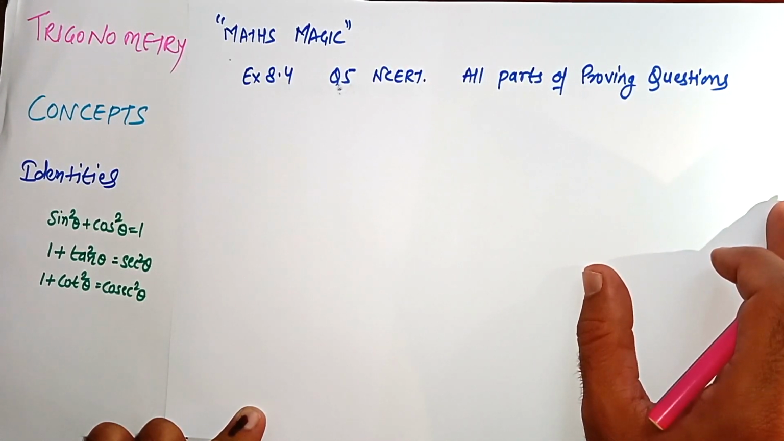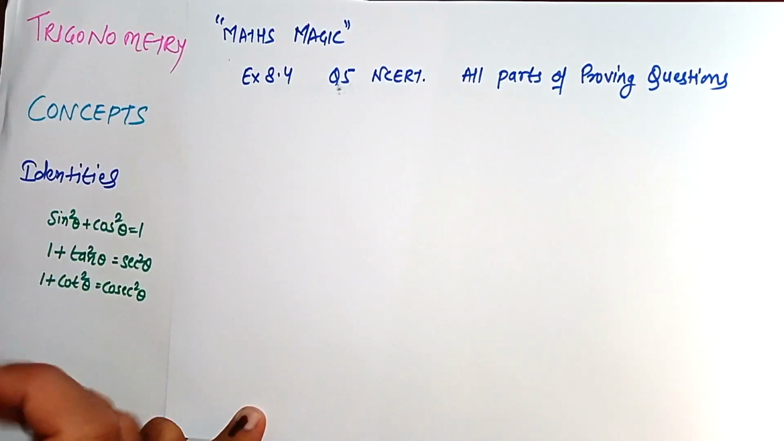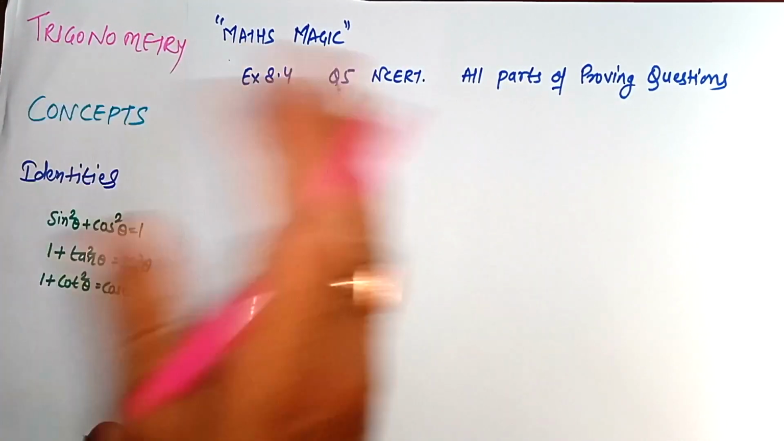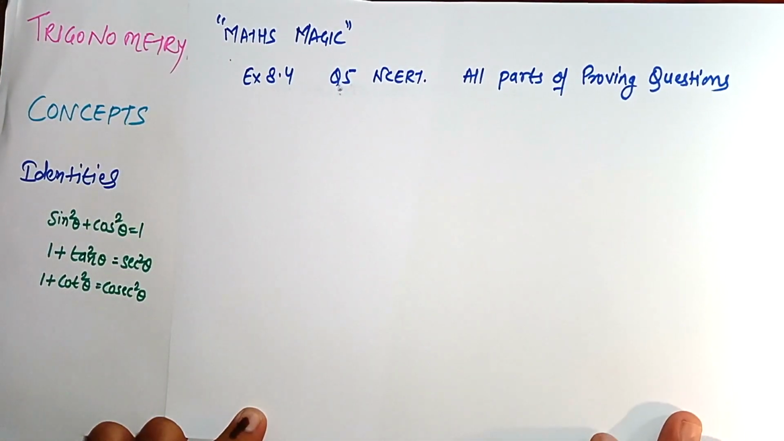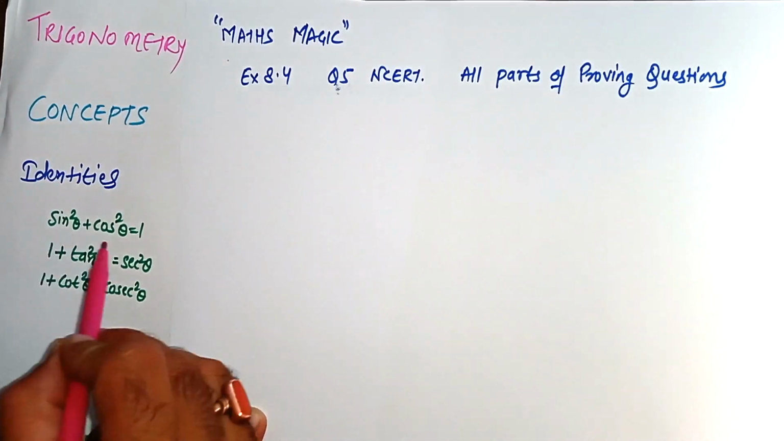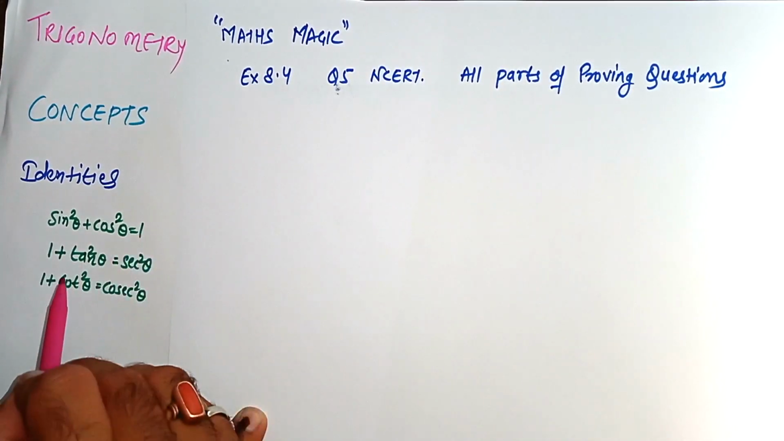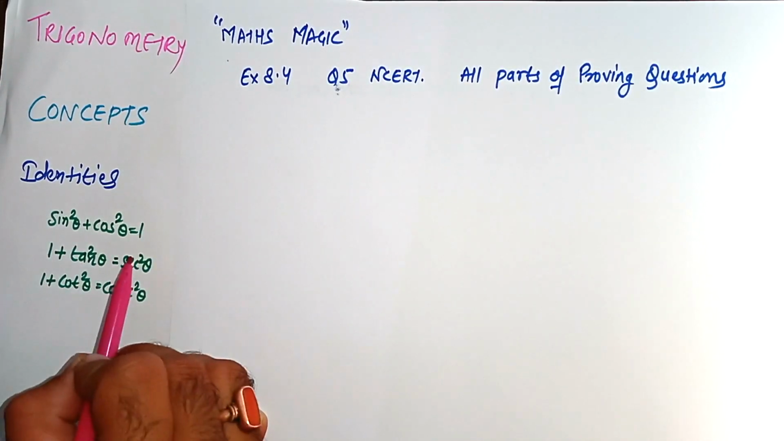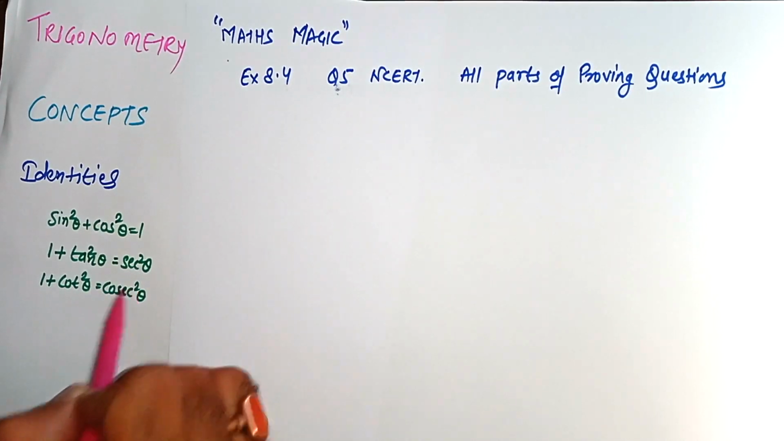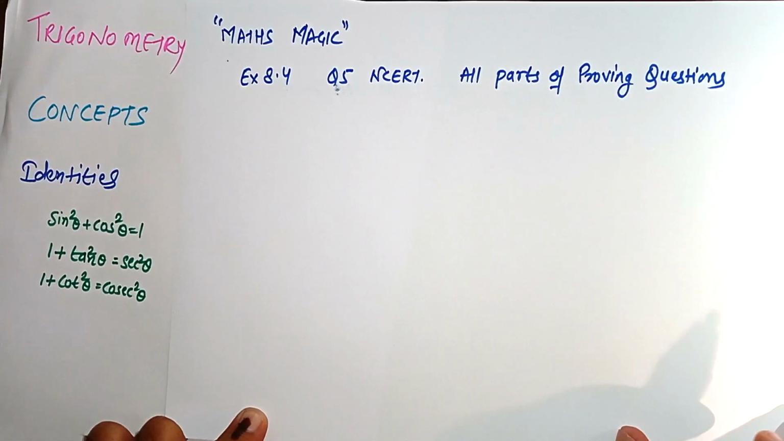Before we start, I would request you to see my previous videos so that you can revise the basic concepts. I have written a few concepts here again, the identities which are very necessary to solve these proving questions. So these are sin square theta plus cos square theta equals 1, 1 plus tan square theta equals sec square theta, 1 plus cot square theta equals cosec square theta.